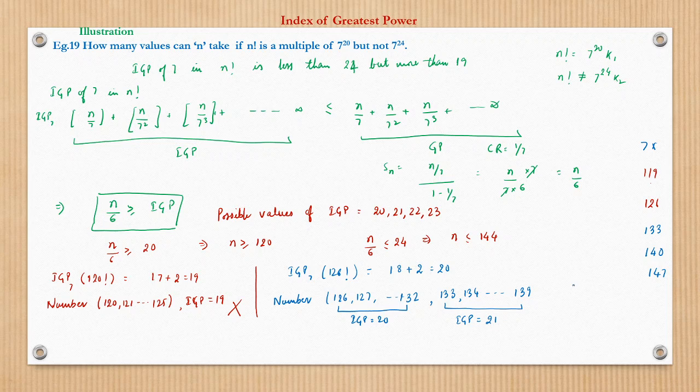That we may check also, but we should ensure there's no multiple of 49 in between. So the 49 multiple is 147. So here there will be a power, I mean, index jump, right? Then next would be 140, 141 till 146. It will be 22. IGP is 22, right?